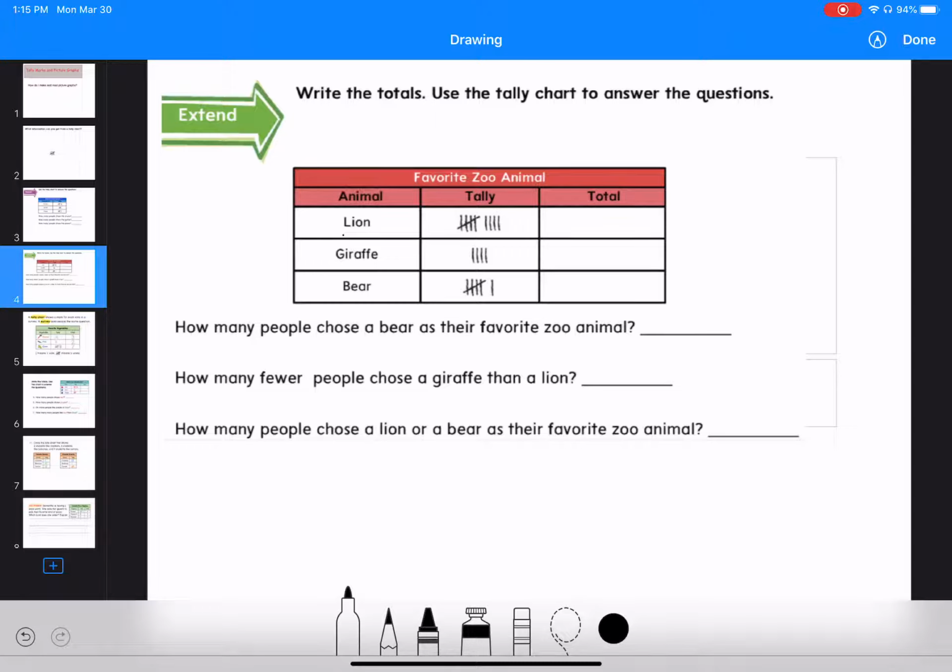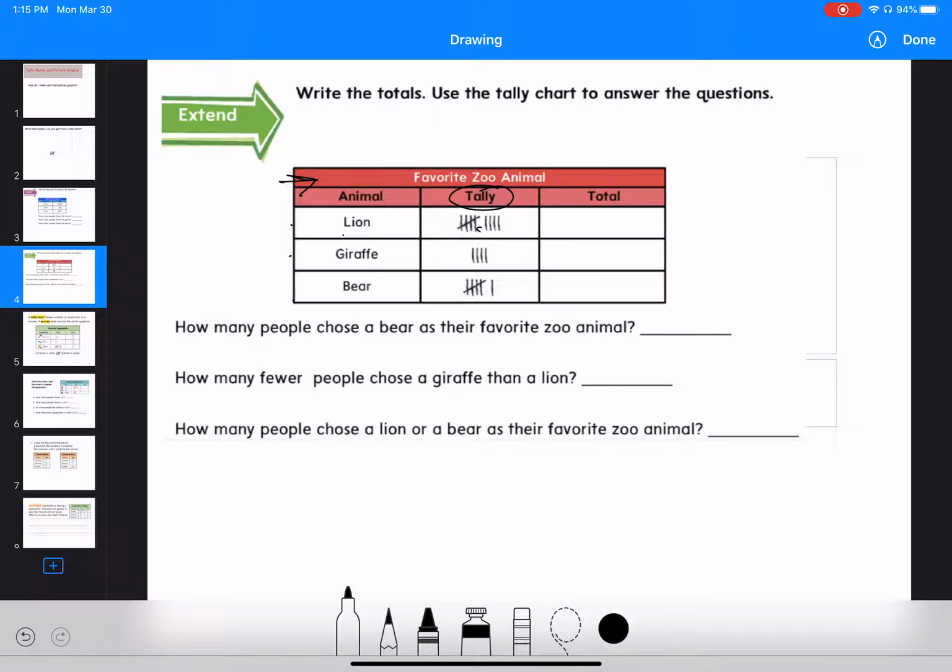What is the title of this tally chart? Favorite zoo animal. Very good. Now, the question they surveyed was, which one of these animals is your favorite zoo animal? Lion, giraffe, or bear? Over here is where they kept their tally, where they collected their data when they surveyed people. They put one tally mark for each vote that they got for lions, giraffes, and bears. Over here, you would write the total.